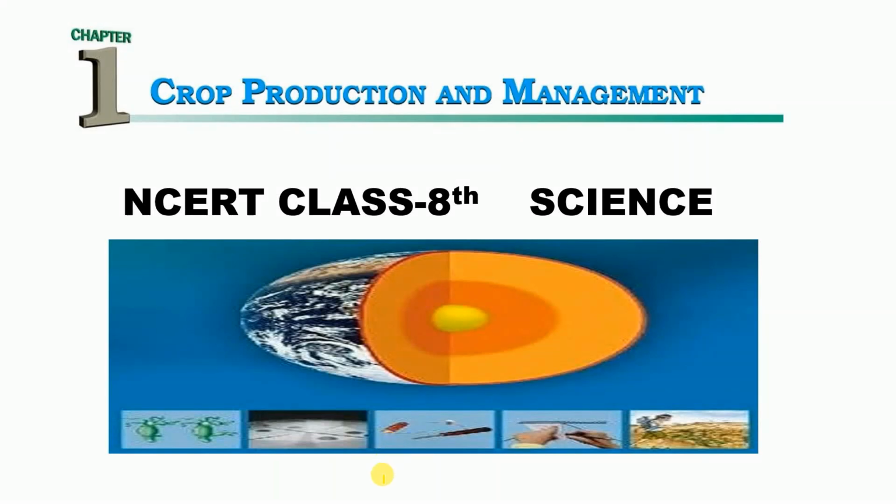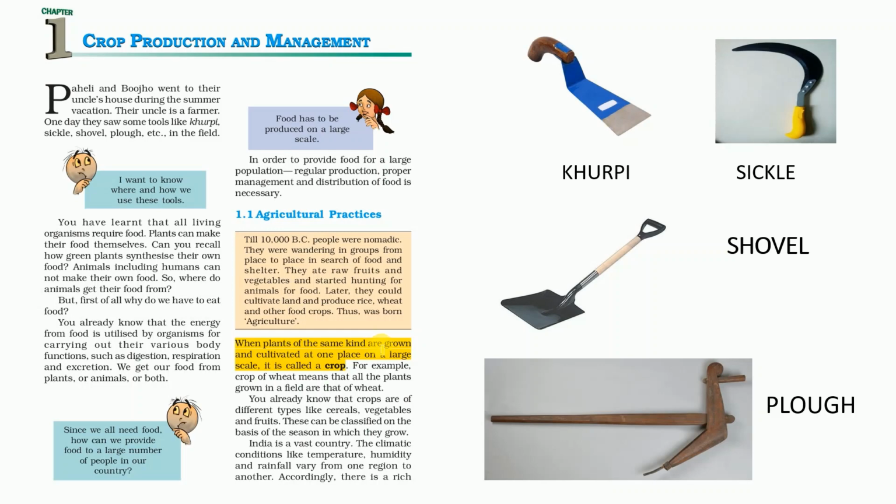Hello everyone, we are going to discuss chapter one of class 8's science NCERT book. Chapter one is about crop production and management. First of all, what is a crop? When plants of the same kind are grown and cultivated at one place on a large scale by the farmer, it is called a crop.